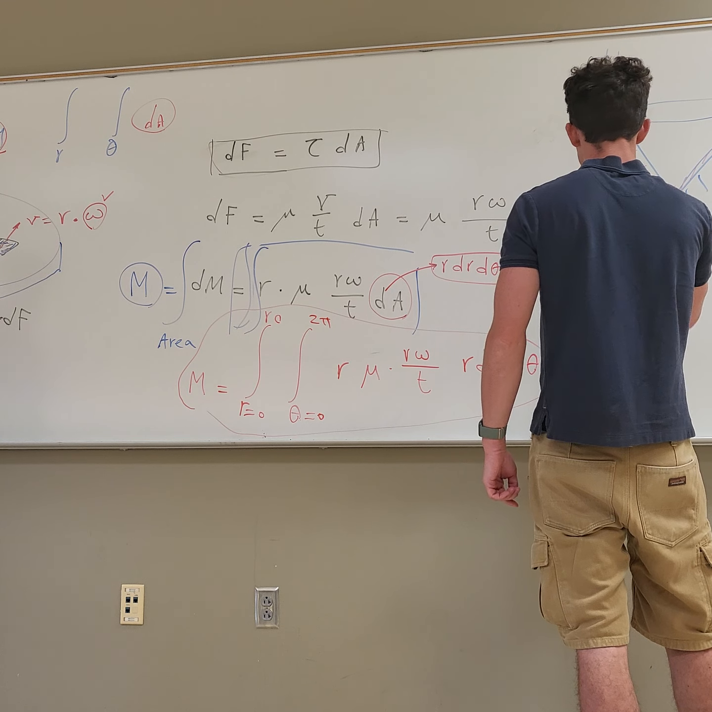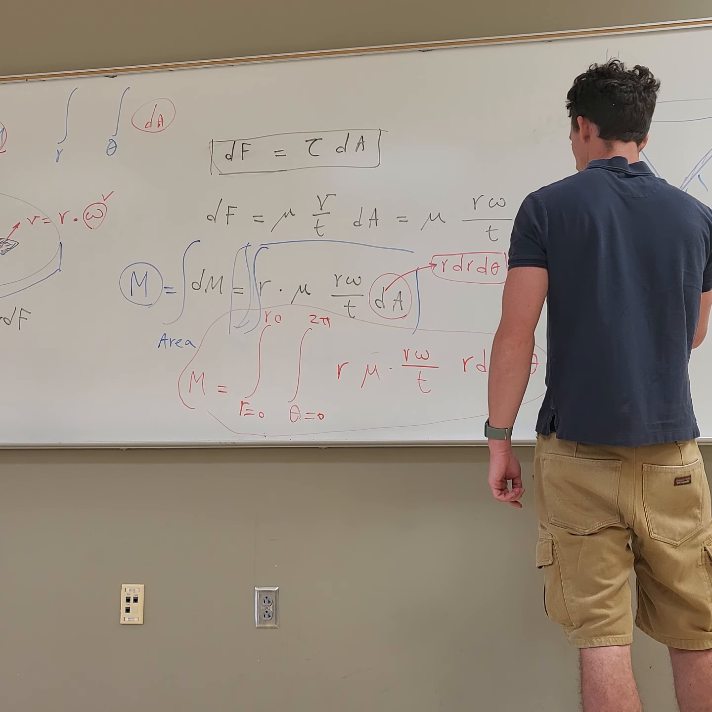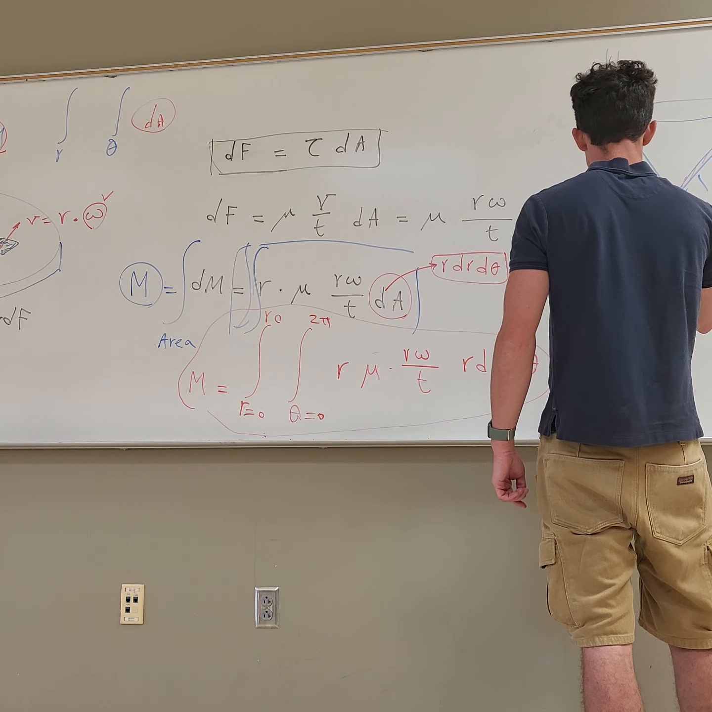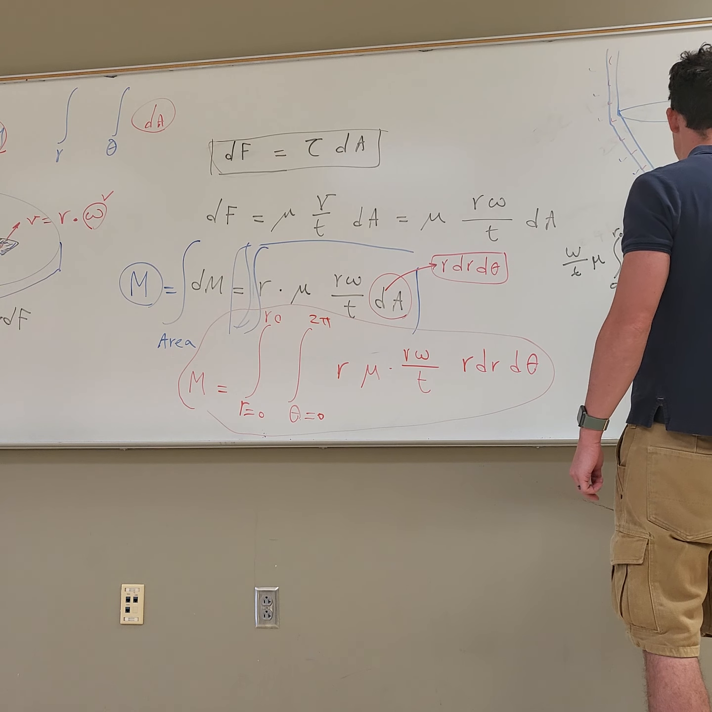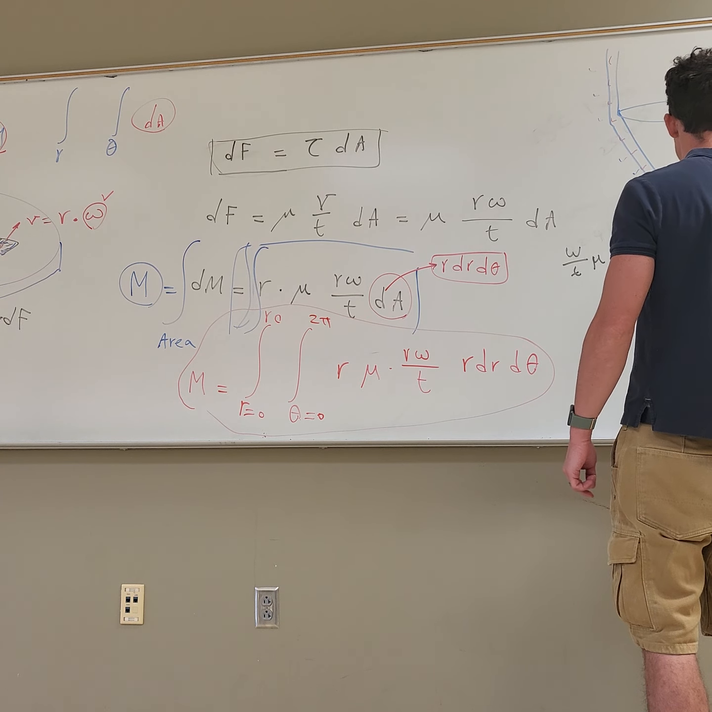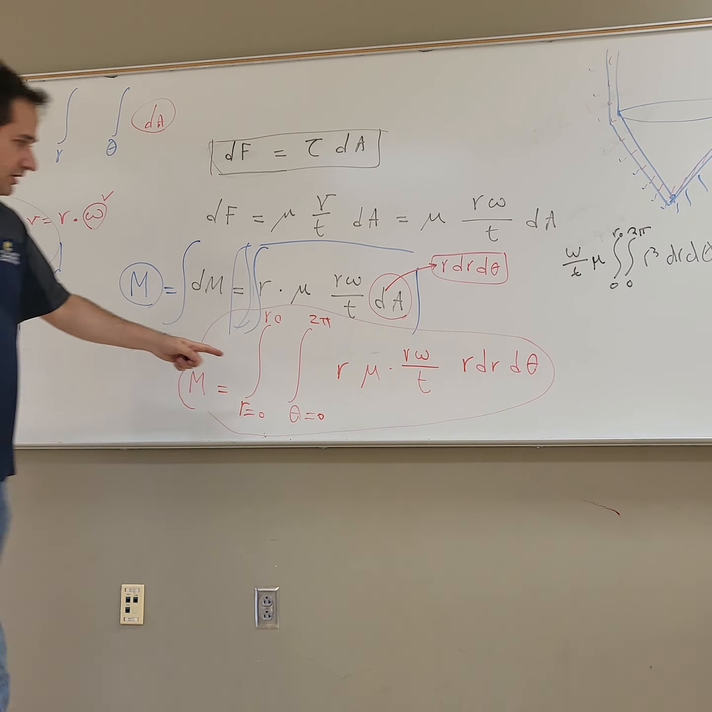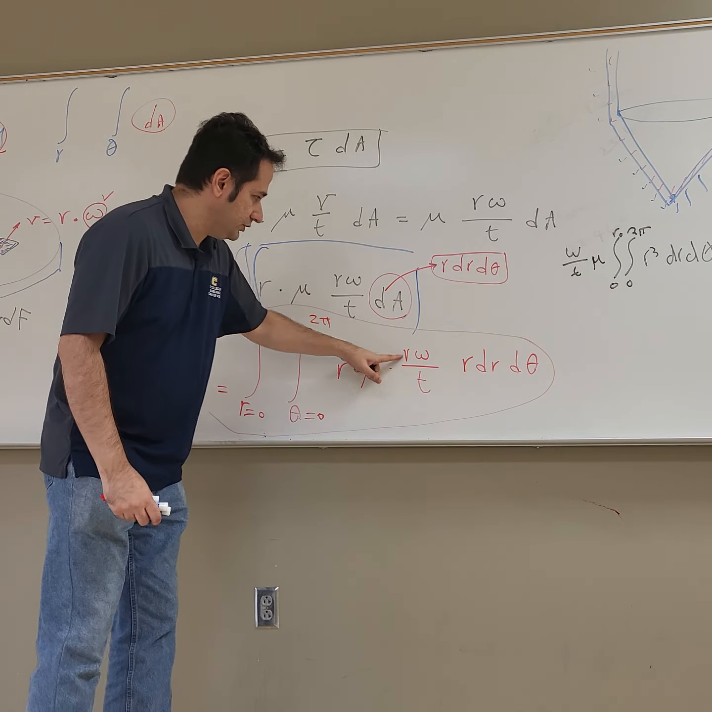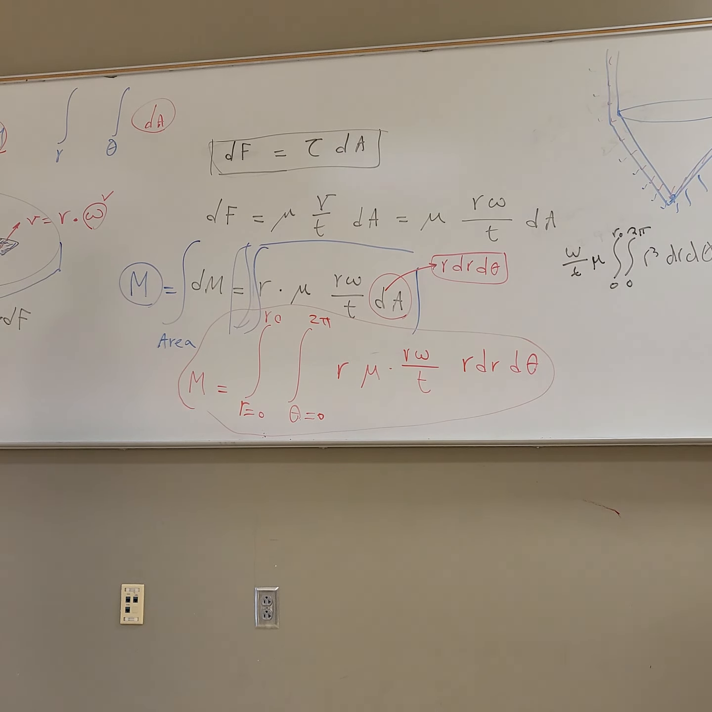Yep. First, he brought all the constants out of the integral. You see those constants: omega, mu, r, and t, the thickness. They do not depend on r or theta, the parameters of the integral. So he brought them out, and then he got R1, 2, 3, R, dr, d theta. Now go ahead with the next step.